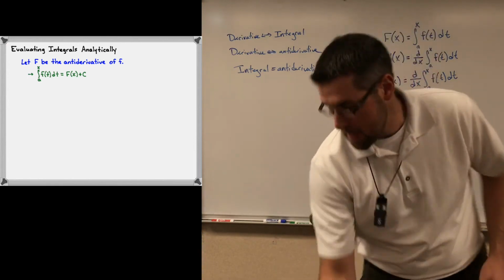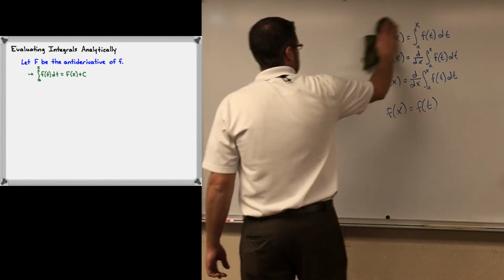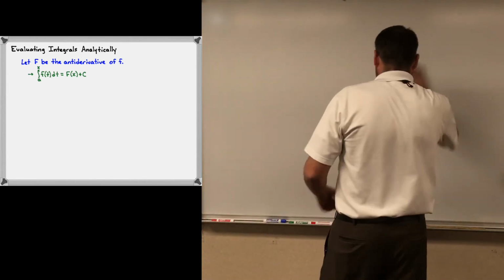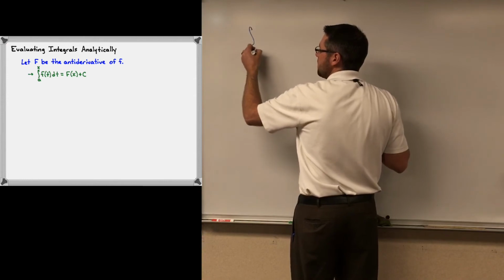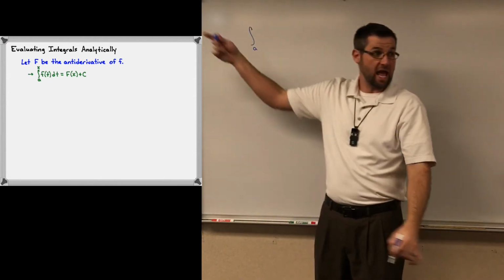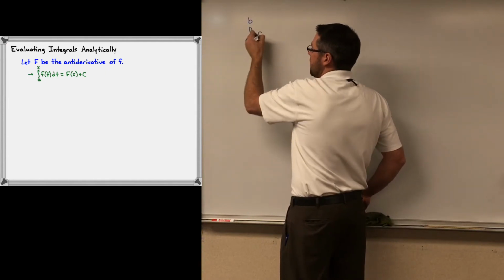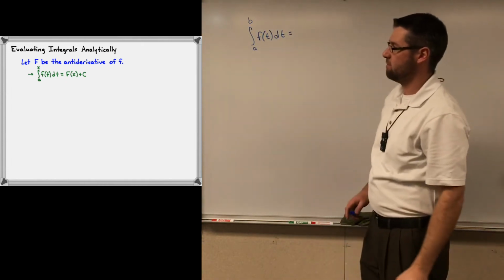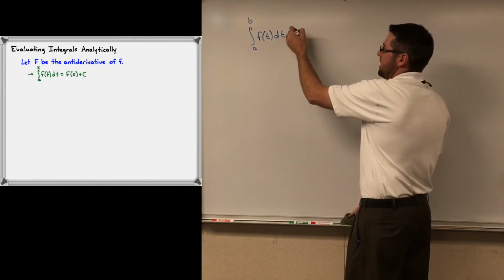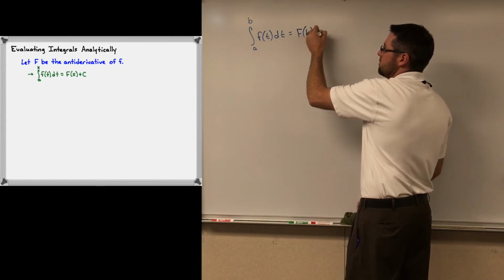Now, I'm going to have to develop this one a little bit before I put it up there because I want you guys to see it. If I were to replace the x on top with a b, the integral of f of t dt, you'll see what I'm doing. What would that be equal to according to that? Capital F of b plus c. You guys okay with that?